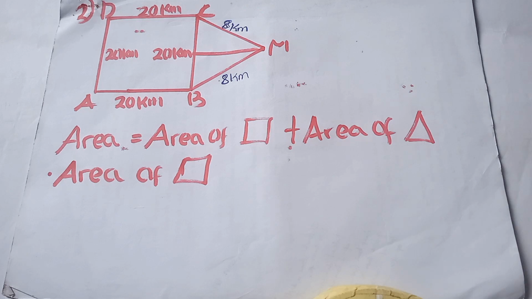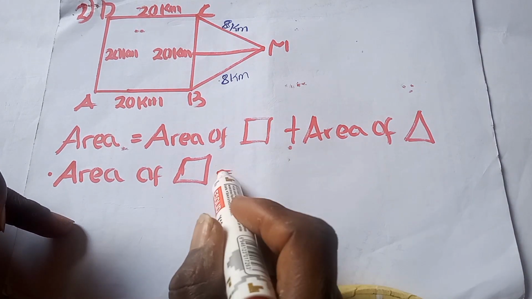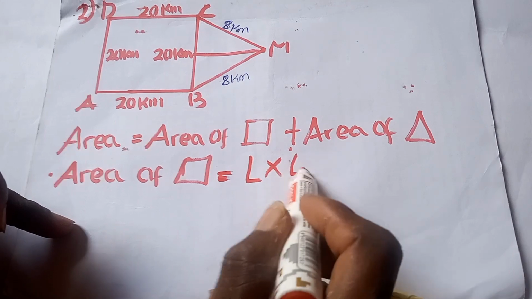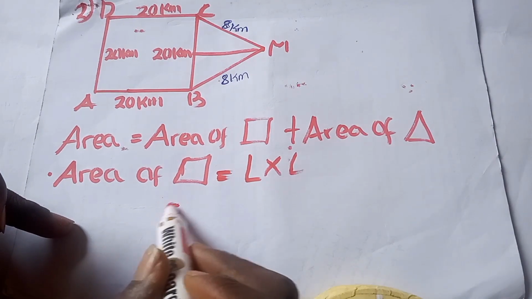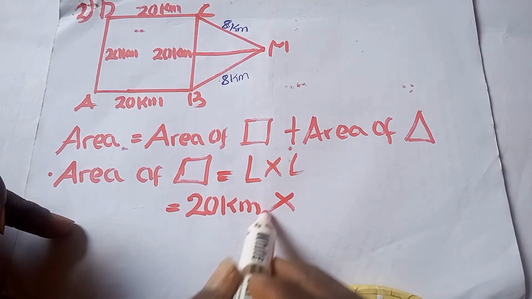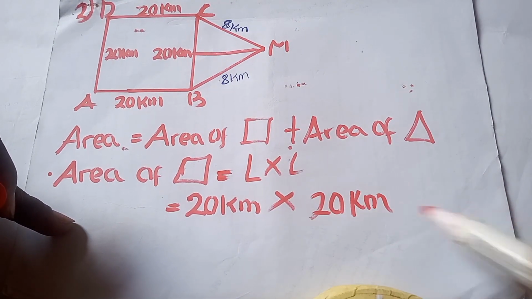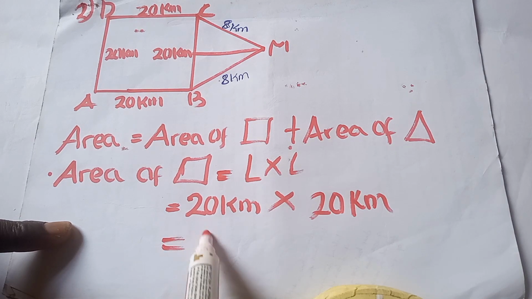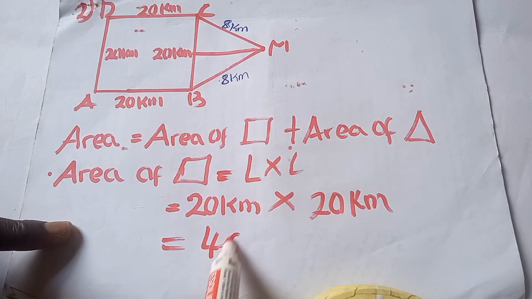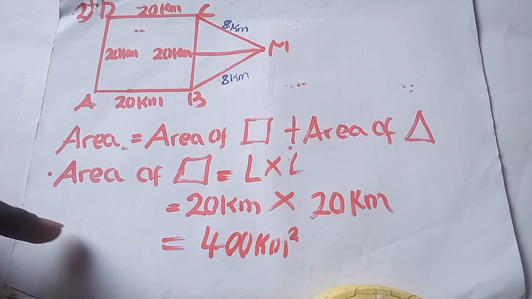If you want to find the area of the square, it's length times length. So we are going to be having, the area of the square is equal to length times length, L square. That is what? L square. So you are going to be having 20 kilometers multiplied by 20 kilometers. 20 kilometers times 20 kilometers, that is 400 kilometers square.